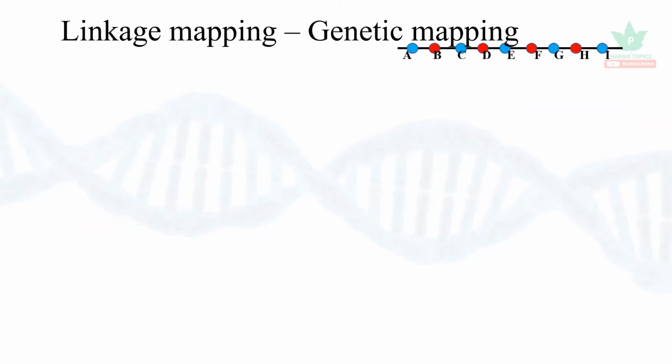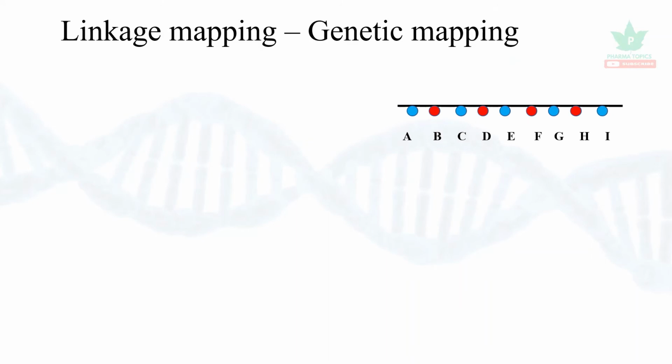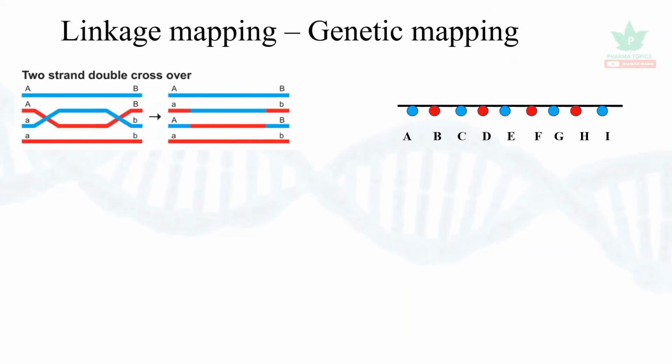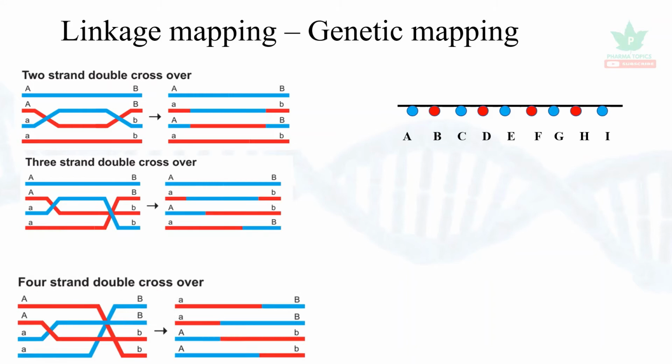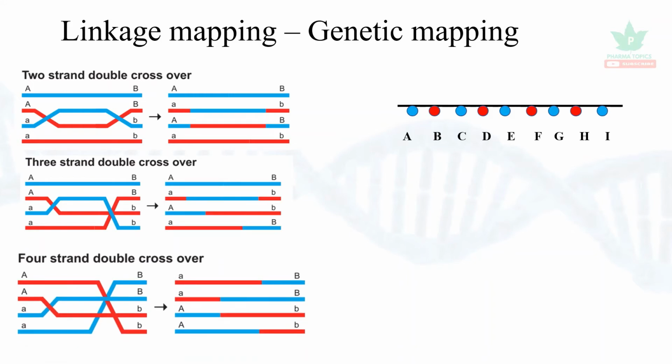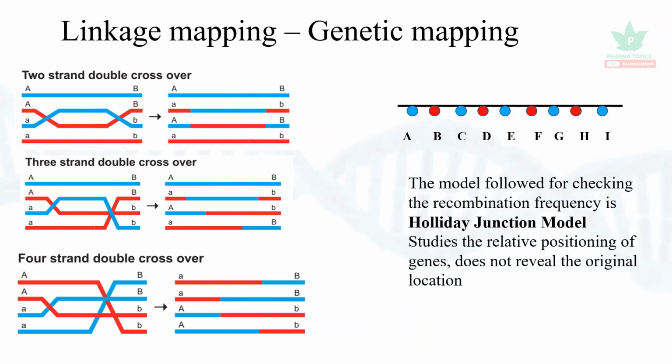So then in the linkage map, let us take an example of different genes and different locations. The crossover techniques are used. One is a two-strand double crossover, three-strand double crossover, or four-strand double crossover. When they recombine, there are possibilities. The far apart genes easily separate. They recombine. They cause recombinations. But the genes which are closer, they don't recombine frequently. So that is the concept behind this.